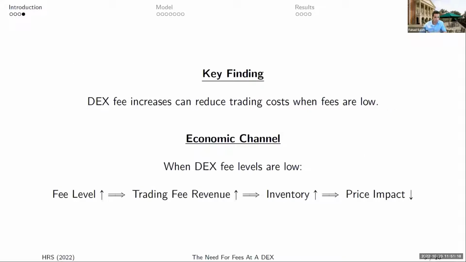So just to give the 30,000-foot view here before I go into the actual model, the finding that I want to really emphasize, which is important particularly because it differentiates DEXs from centralized exchanges, is that when DEX fee levels are low, increasing the fee incrementally can actually reduce trading costs, and so it's beneficial to users. And the high-level economic channel for this is that when the fee levels are low to begin with, increasing the fee level by a little bit is going to increase the overall trading fee revenue that you generate. And that provides more of an incentive for investors to provide inventory to the DEX, so you get more inventory. And when you get more inventory, the price impacts reduce because of the way that the AMM function is typically specified. So that's the 30,000-foot view.